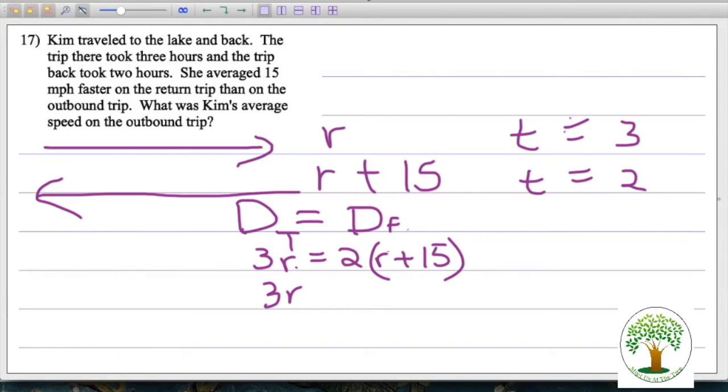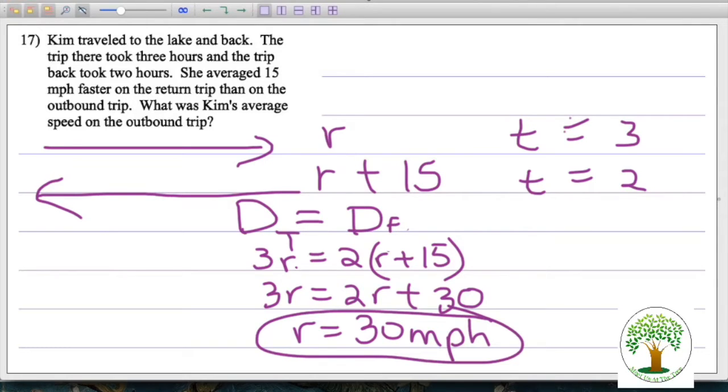Let's distribute the 2 to the r and the 15. Then we can bring that 2r to the other side by subtracting, and we'll have r equals 30. And we're looking this time for speed, so we have 30 miles per hour.